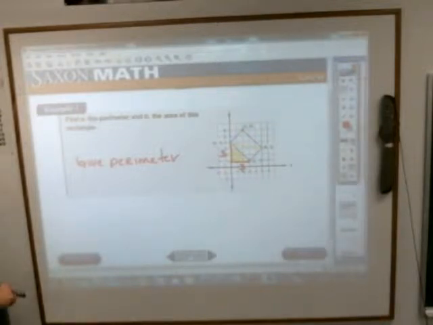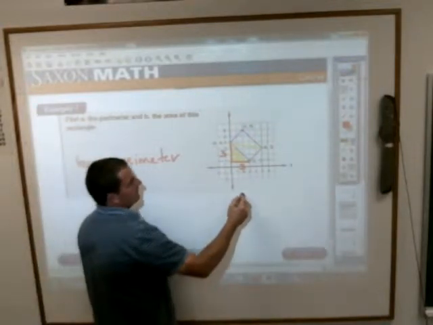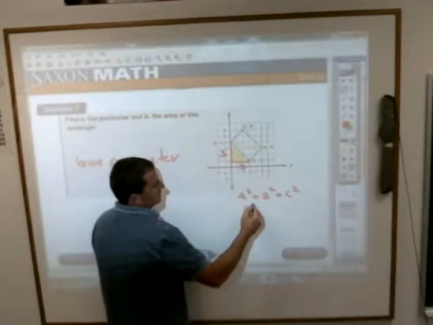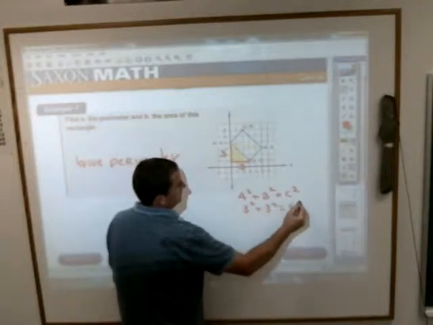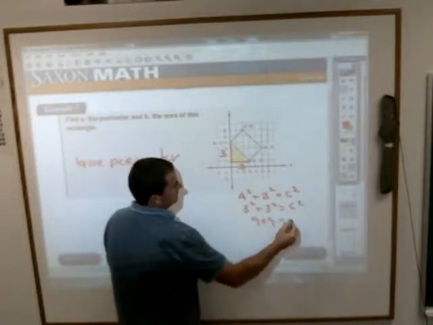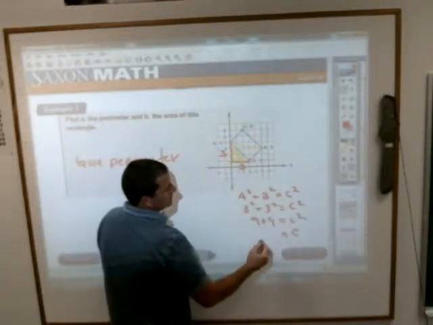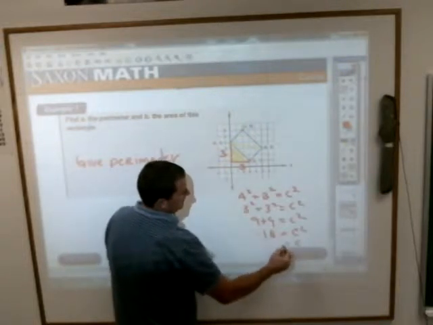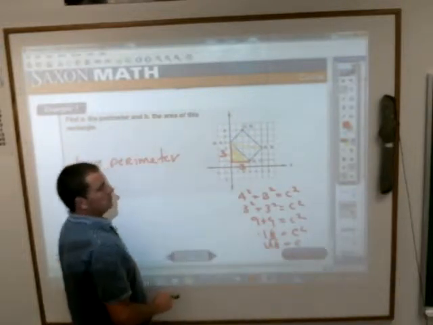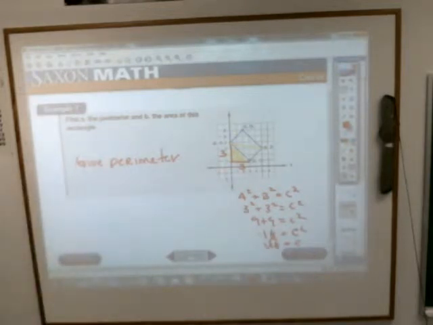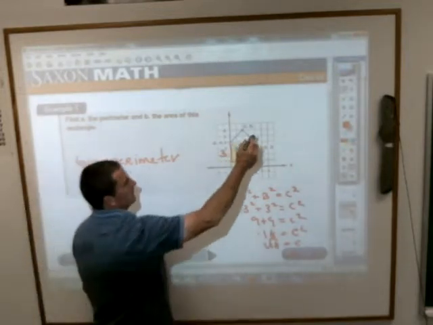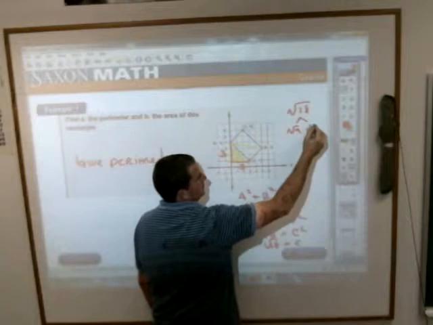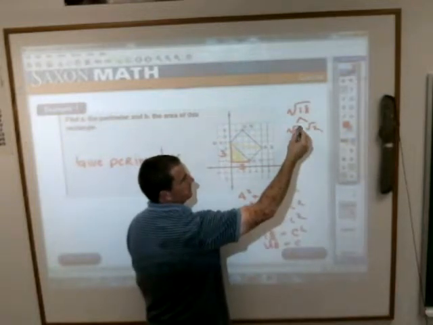Okay, so my Pythagorean theorem says, do we have a 3-3 triangle? No. a squared plus b squared equals c squared. 3 squared plus 3 squared equals c squared. 9 plus 9 equals c squared. c squared equals 18. The square root of 18. So c equals the square root of 18, which is almost correct, except it can be simplified. The square root of 18 is the square root of 9 times the square root of 2. What's the square root of 9?